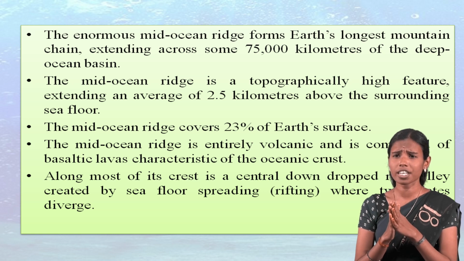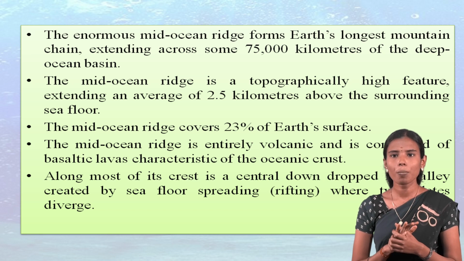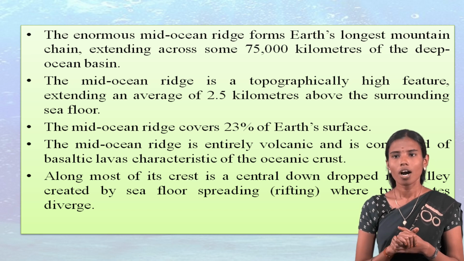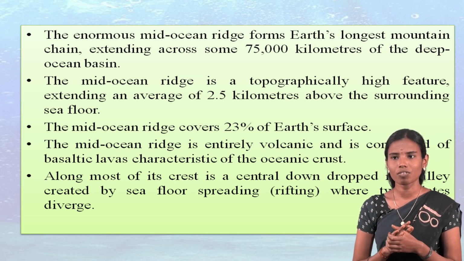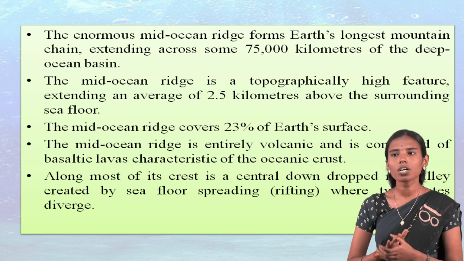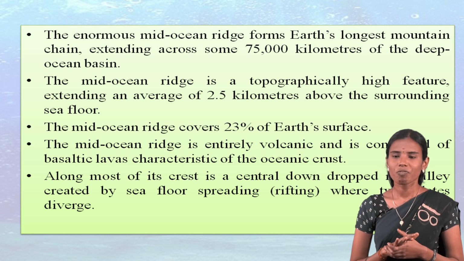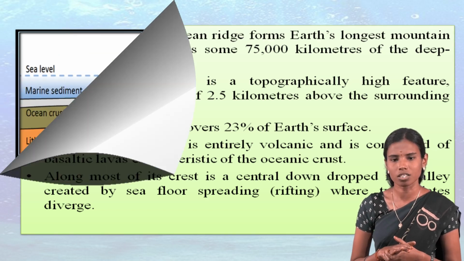This mid-oceanic ridge is entirely volcanic in origin and is composed of basaltic lava, and it is the main characteristic of the oceanic crust. Along most of its crest is a central downdropped rift valley created by the seafloor spreading where two plates diverge.